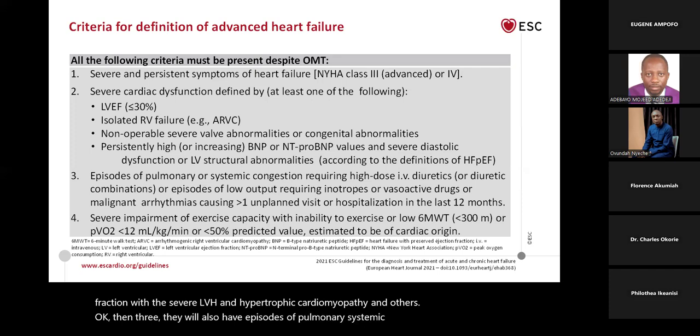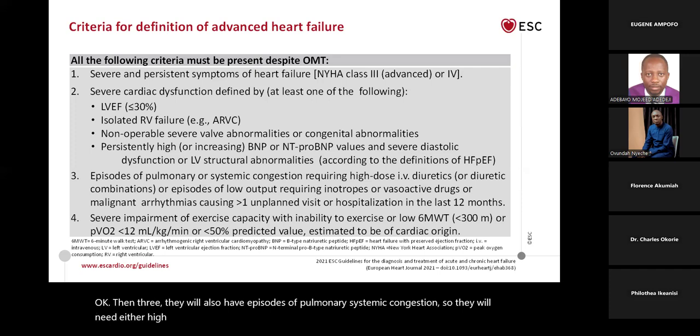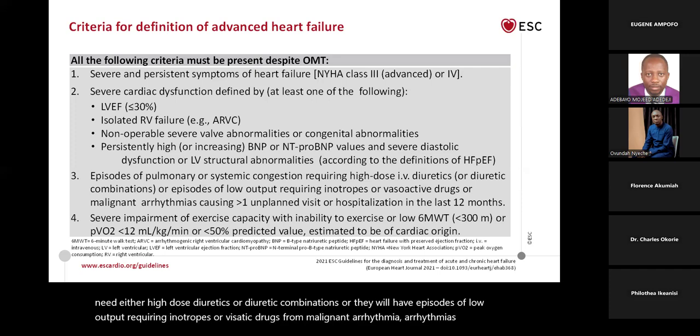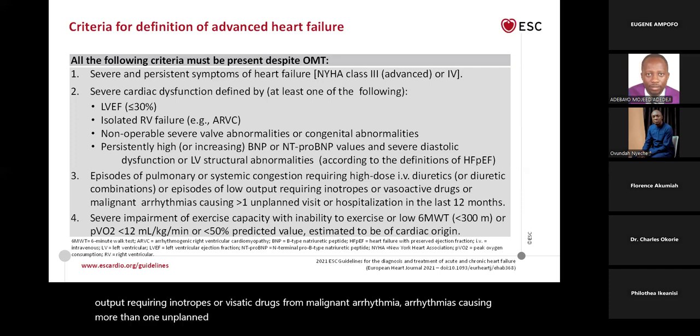Third, they will also have episodes of pulmonary or systemic congestion. So they will need either high-dose diuretics or diuretic combinations, or they will have episodes of low output requiring inotropes or vasoactive drugs, or malignant arrhythmias causing more than one unplanned visit or hospitalization in the last 12 months.